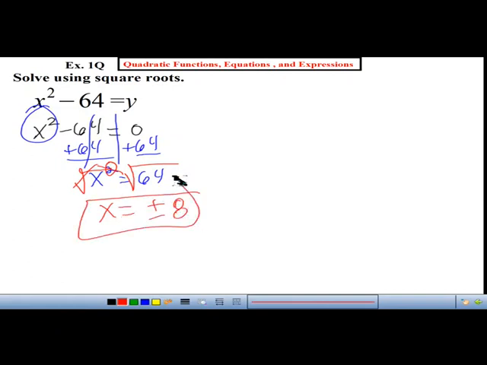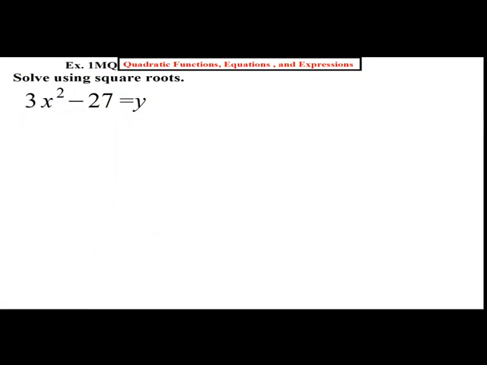Hands, have you got that? All right, good. Let's go. Example 1 megacube. Copy this one. Same instructions. You don't have to copy the instructions again. It says solve using square roots, and we are given 3x squared minus 27 equals y.